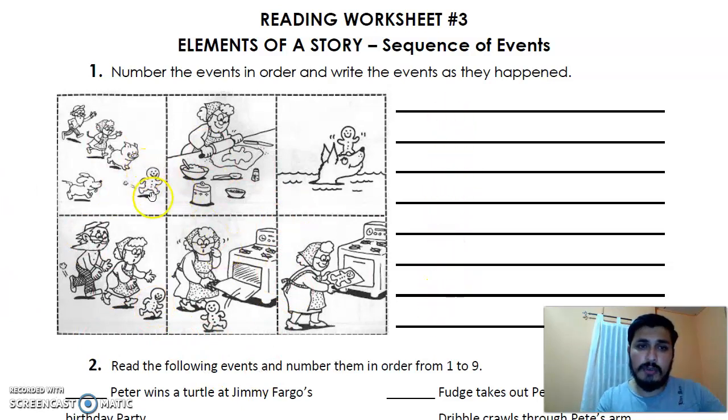We see a gingerbread man, we see a pig, we see an old lady who's making some cookies, we see a dog, and we see an old man. So what is the order of the story? What do you think is the order of the story? So please write it right here organized.